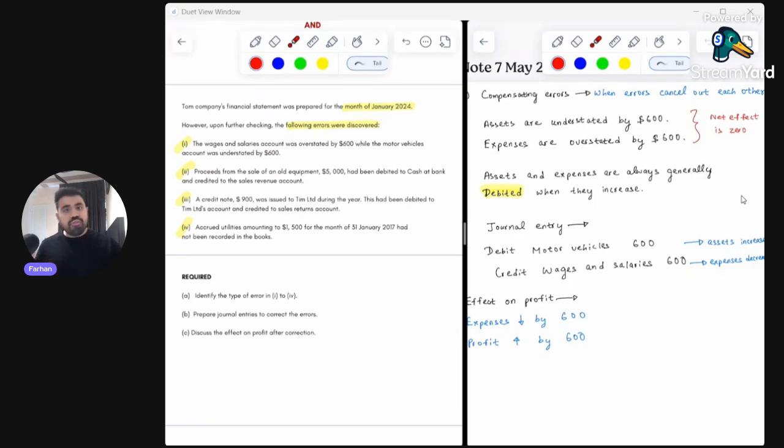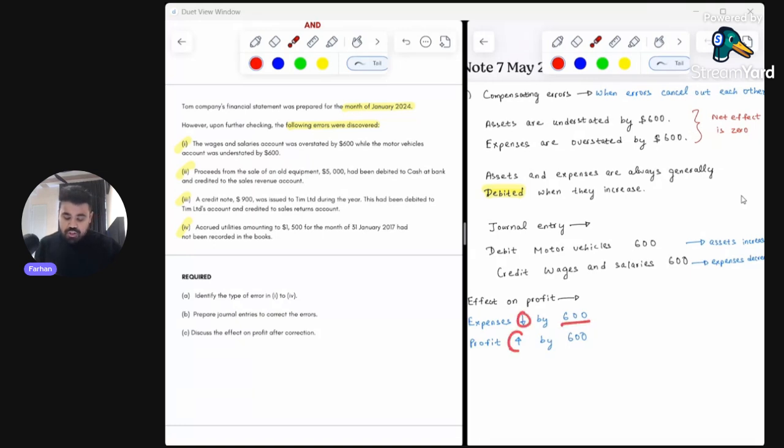We need to understand how the profit is affected based on this correction which we have done. So when we are crediting wages and salaries by $600, we are essentially reflecting the fact that our expenses are decreasing by $600. So when expenses are decreasing by $600, our profit should go up by $600, simply because profit and expenses have an inverse relationship to each other. And the reason is that we calculate profit simply as the difference between total revenue and total expenses. If our total expenses are going up in value, we will end up subtracting more from total revenues, as a result of which our profits are going to go down. Okay? All right. So let's move to the second transaction which we have got.